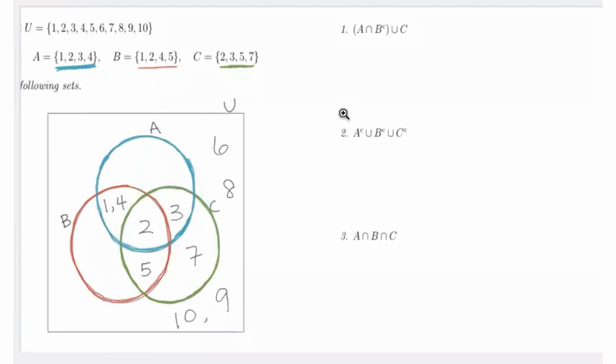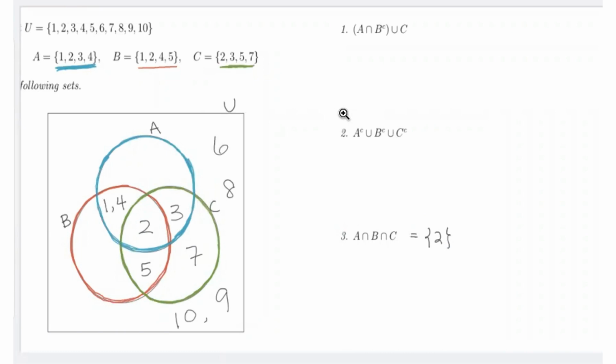Okay, do we all have the same thing? The easiest answer of these three parts is this one: A intersect B intersect C. What are the common elements of A, B, and C? It's just 2, right here.